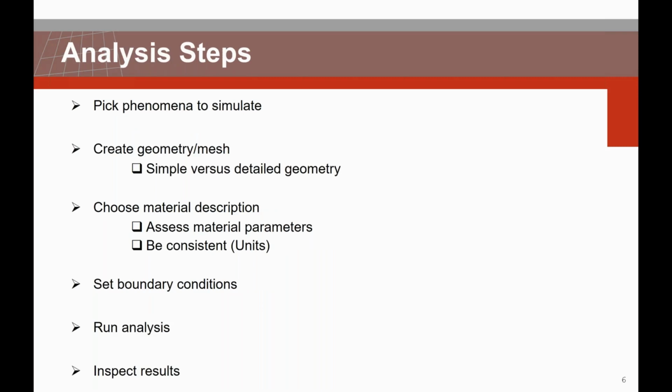So when it comes to nonlinear finite elements, a general recipe could be first to pick the phenomena to simulate. Then you create your geometry and mesh. You choose your material description, so you need to assess material parameters, use a consistent set of units, set properly your boundary conditions, then run your analysis, and finally inspect the results. And this is one of the keys.